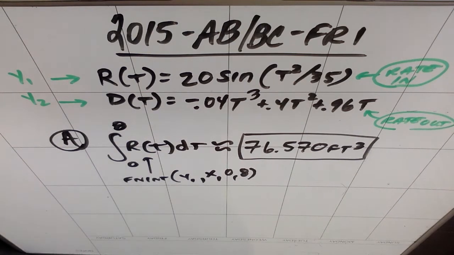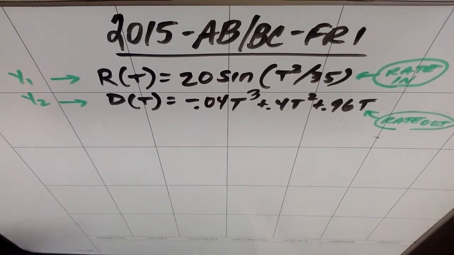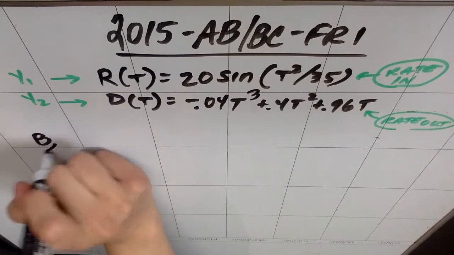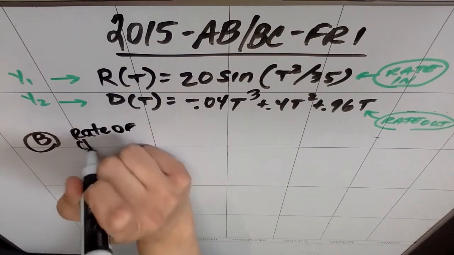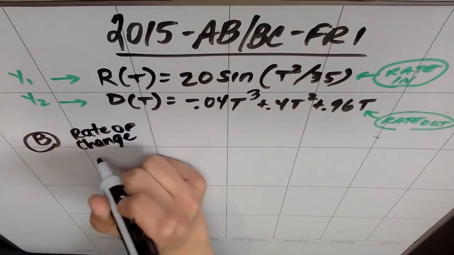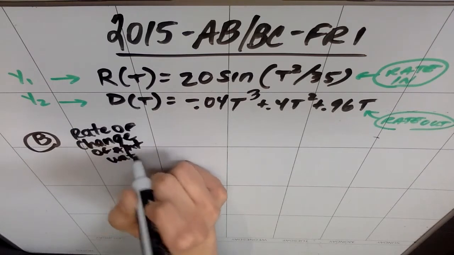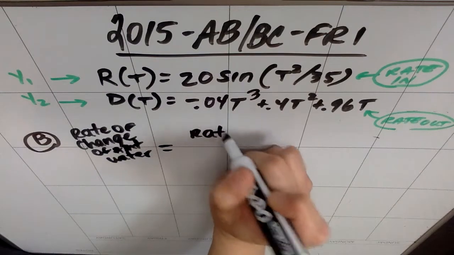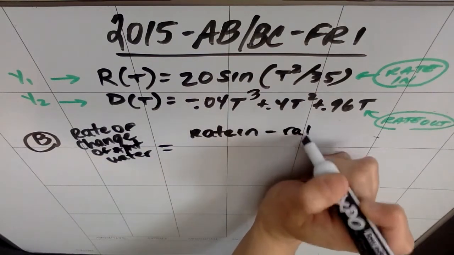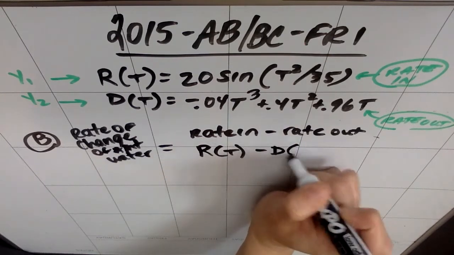Part B: is the amount of rainwater in the pipe increasing or decreasing at t equals 3? Okay, so the thing to keep in mind in all of these rate in, rate out problems is that the rate of change of pretty much anything, so of the amount of water, but it doesn't have to be the amount of water, it could be the amount of people in a line, it could be the amount of bananas on a banana stand, is really just the rate in minus the rate out, forever and always. So it's going to be R of t minus D of t, right?